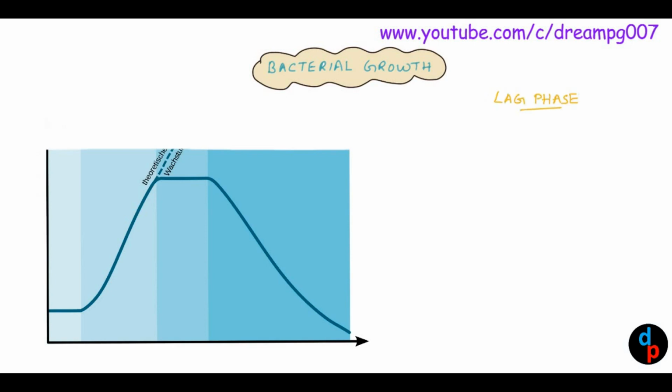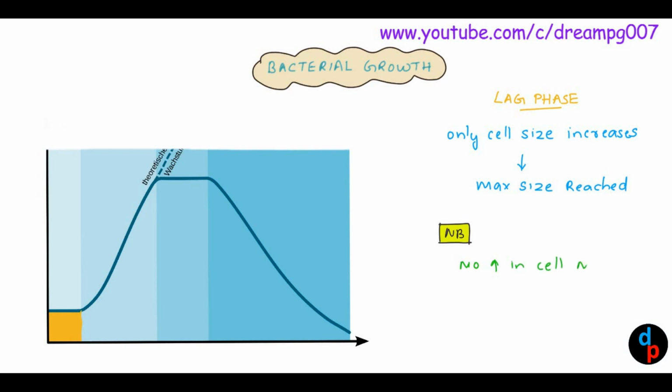First one is the lag phase. In the lag phase, the bacterial cell increases its size and it reaches the maximum size. There is no multiplication that takes place in this stage. So, there is no increase in the number of bacterial cells during this lag phase. Only there is an increase in the size.